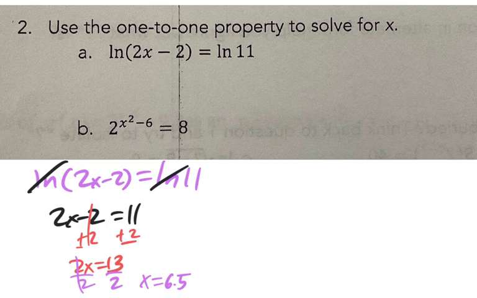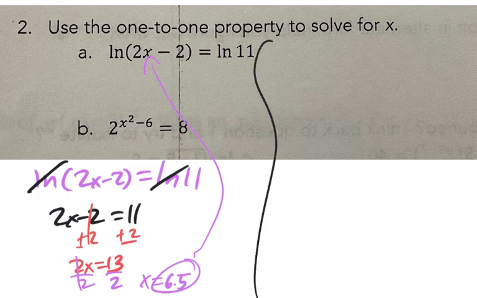And what do I have to do now? I have to make sure that this does not make any argument negative. So if I plug in 6.5 here, 2 times 6.5 is 13. 13 minus 2 is 11. So we're good. 11 equals 11. Now, the next one.